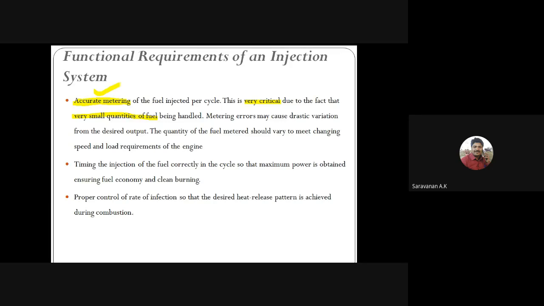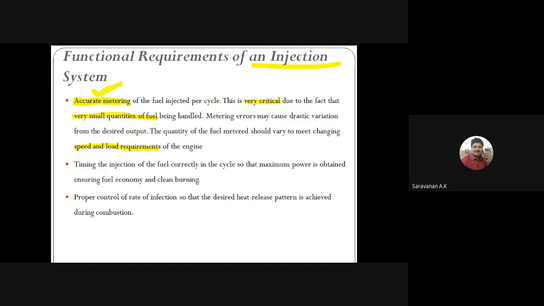Depending upon the load and the engine condition, surely the fuel supply will vary, right? The fuel supply will vary depending upon the various loads and the engine speed. So for various loads and engine speeds we have to supply different amounts of fuel. So the accurate metering system is very important in an injection system, right?